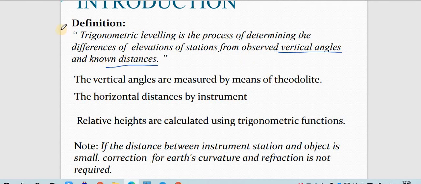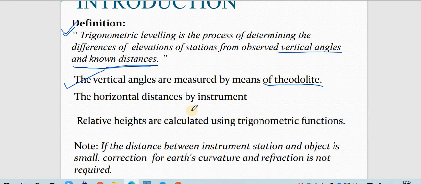So basically in trigonometric leveling you have to find the elevation by finding some vertical angles and a known distance. The vertical angles are measured by means of a theodolite. You are not using any dumpy level or auto level instrument for this type of measurement, because with a dumpy level and auto level you cannot find the vertical angle. It is only possible with a theodolite, so for that you have to use the theodolite.